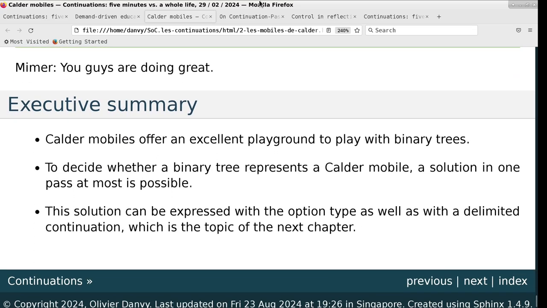So, executive summary: Calder mobiles offer an excellent playground to play with binary trees. If you want to decide whether a binary tree represents a Calder mobile, a solution in one pass is possible. This solution can be expressed with the option type as well as with delimited continuations, which is the topic of the next chapter.